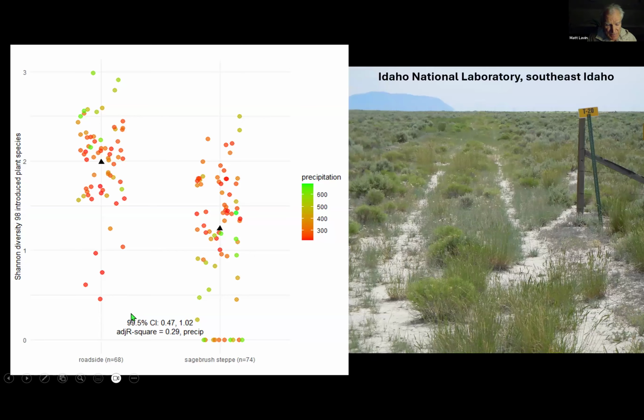So here is species diversity of all 98 introduced plants is significantly greater. And here indicates the confidence interval, this 99.5% confidence interval. It doesn't include 0, both numbers are positive. So these values here, this triangle over here in the roadside transect and this triangle over here in the sagebrush steppe transect, that value in the roadside transect is significantly greater than the value in the sagebrush steppe.